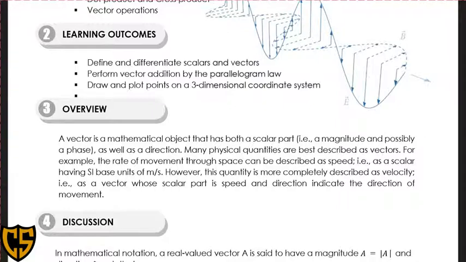So, if it is just speed, then that is a scalar. But if you are going to express it in the form of velocity, then that is already a vector. You have a scalar part, which is your speed, and at the same time, you are going to indicate your direction. So you indicate where the movement is heading. So, we are referring to its vector.